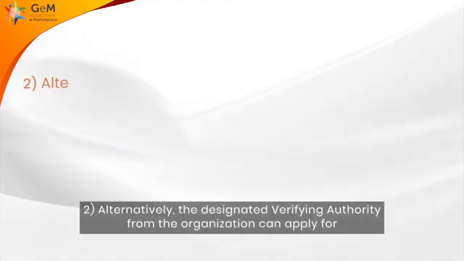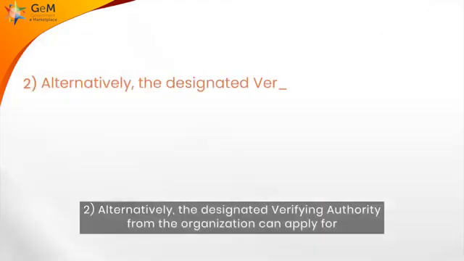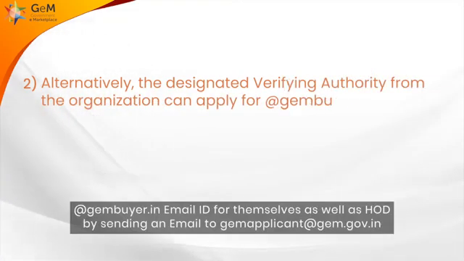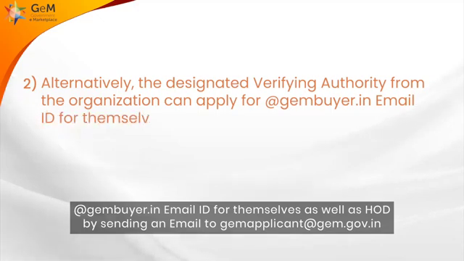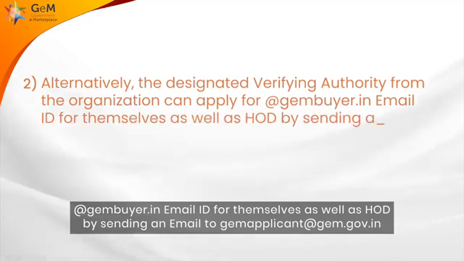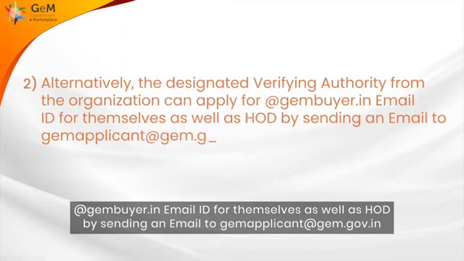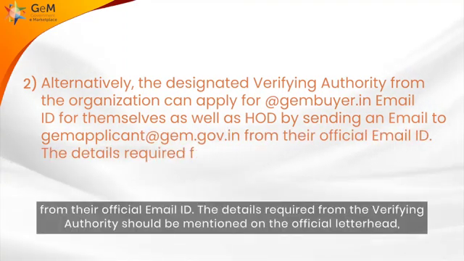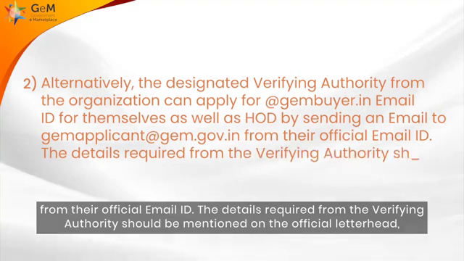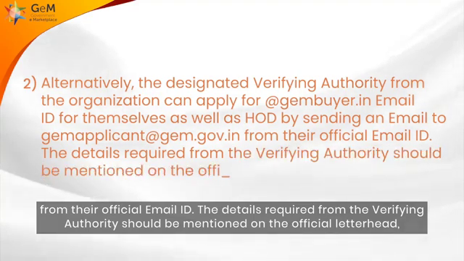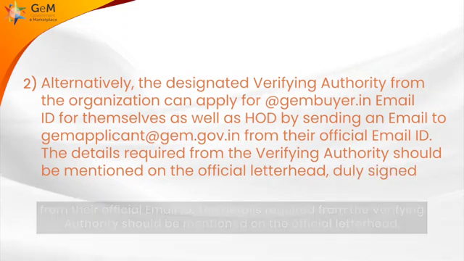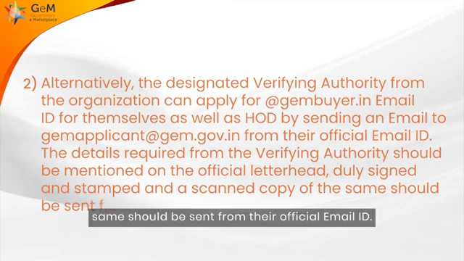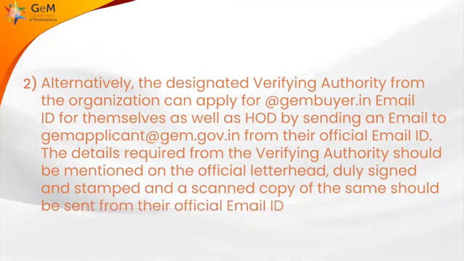2. Alternatively, the designated verifying authority from the organization can apply for @gembuyer.in email ID for themselves as well as HOD by sending an email to gemapplicant@gem.gov.in from their official email ID. The details required from the verifying authority should be mentioned on the official letterhead, duly signed and stamped, and a scanned copy of the same should be sent from their official email ID.